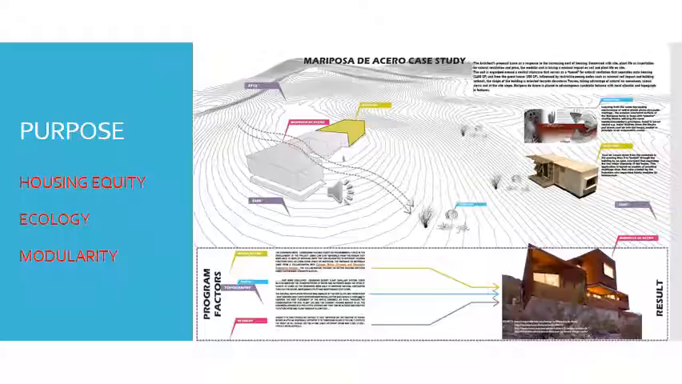Due to the fact that this house was more close to a prototype than a standard construction, the price was slightly increased, but this does not detract from the principles the designers employed to achieve housing and equity.